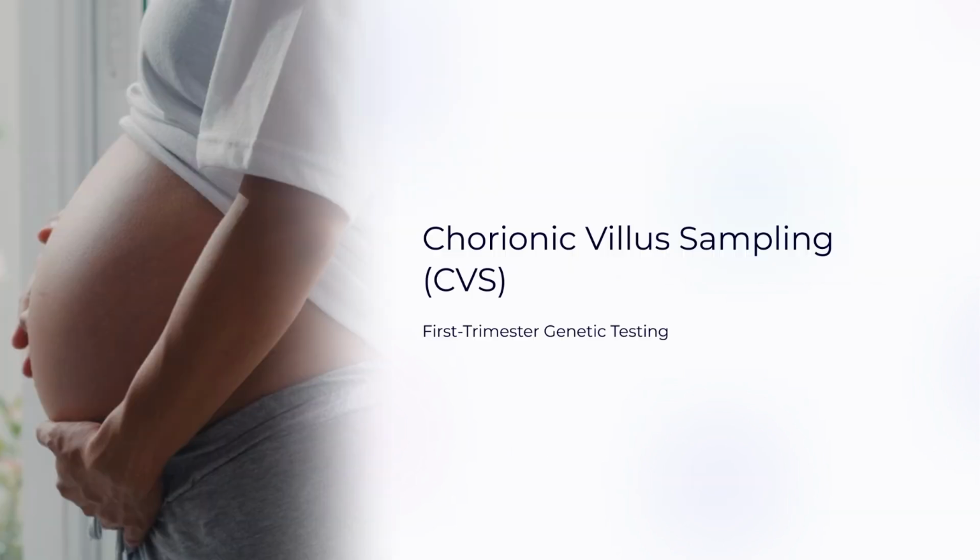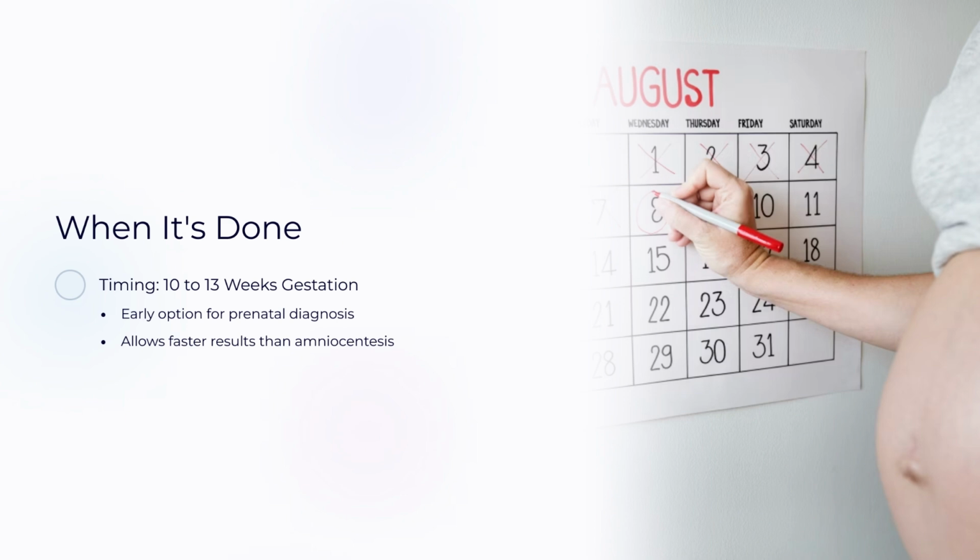Chorionic Villus Sampling, or CVS, is an early diagnostic test that collects a small sample of placental tissue to assess for genetic and chromosomal conditions in the fetus. It's one of the first diagnostic options available in pregnancy. CVS is typically performed between 10 and 13 weeks of pregnancy, which allows families to receive early results and make timely decisions when there's a risk of genetic abnormalities.